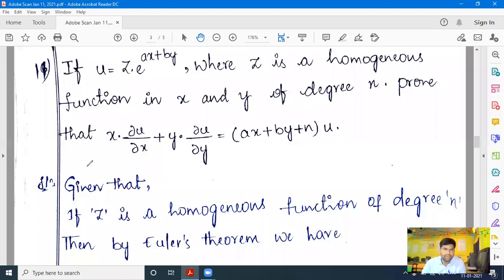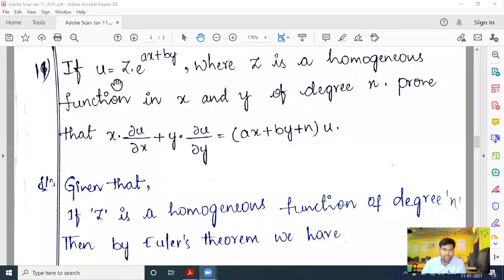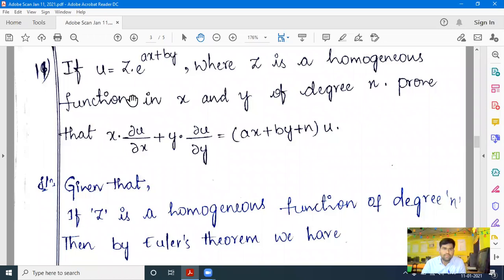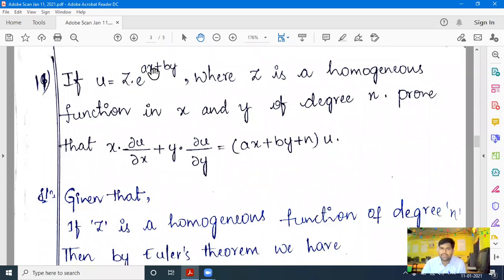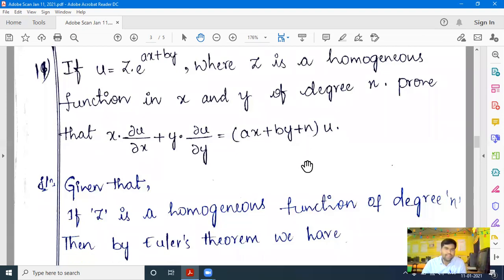If u is equal to z into e power ax plus by, where z is a homogeneous function in x and y of degree n, prove that x into dou u by dou x plus y into dou u by dou y is equal to ax plus by plus n into u. So in the question they only mention z is a homogeneous function with degree n.